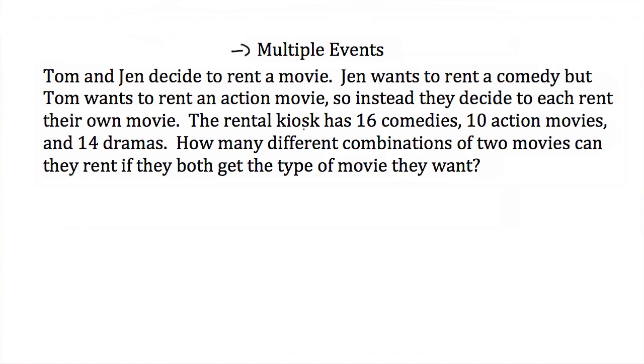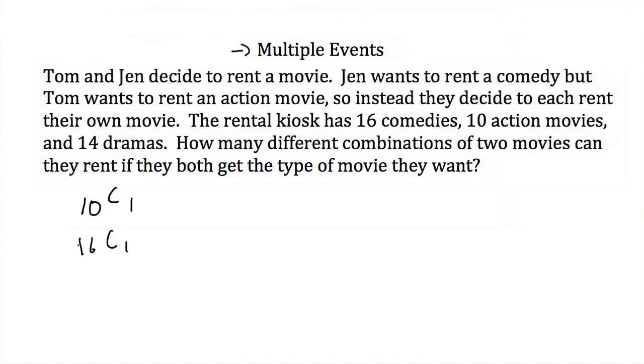Well, we say that this is multiple events because Tom is going to rent a movie, and then Jen is going to rent a movie. Tom is going to choose 1 movie out of 10 action movies. So the different combinations of Tom choosing a movie would be 10 choose 1. Now Jen's going to rent her own movie, and she's going to choose 1 movie out of a possible 16 comedies. So Jen's combination of movies would be 16 choose 1.